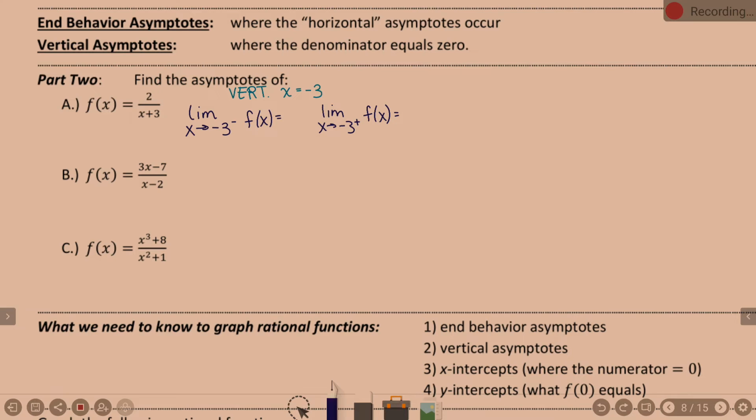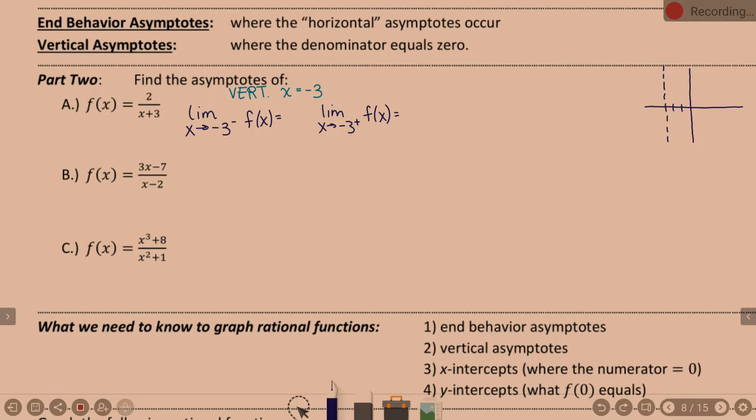Do you see how this graph is kind of similar to that graph up above? Up above is 1 over x minus 2. This is 2 over x plus 3. I'm going to just sketch a little graph over here. Vertical asymptote where? -3, yes?